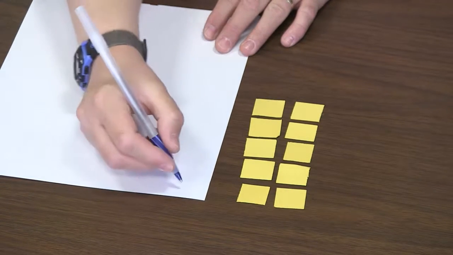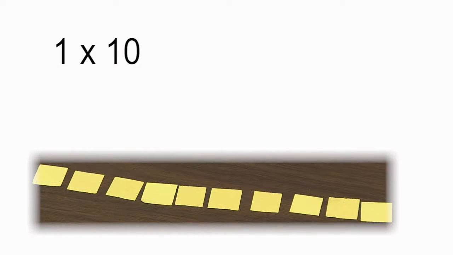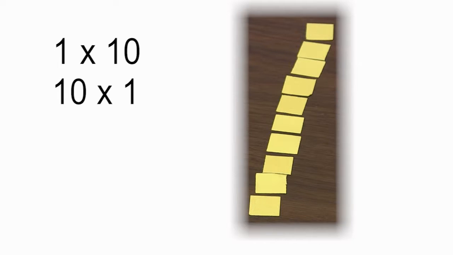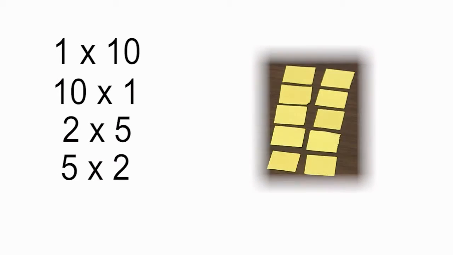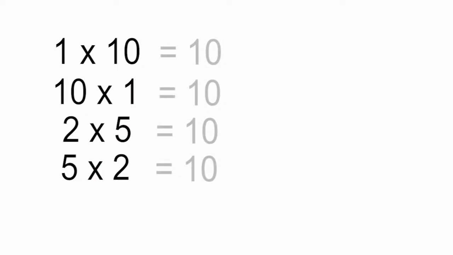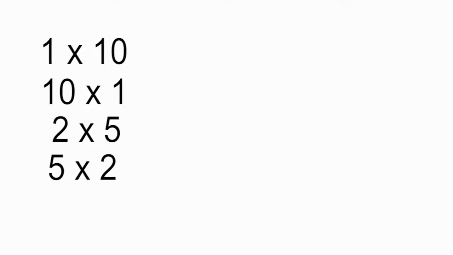All right, so far, if we wrote these as multiplication problems, we have 1 row of 10 squares or chairs. We had 10 rows of 1 chair. We had 2 rows of 5 chairs in each, and we had 5 rows of 2 chairs in each. This is how we write the multiplication equation. In each case, the answer was 10. We had 10 chairs, no matter how we arranged them.